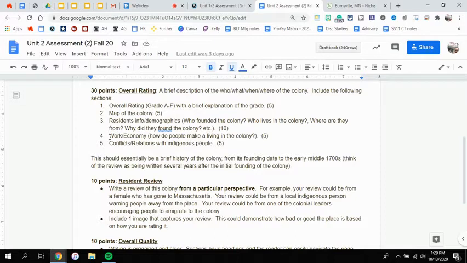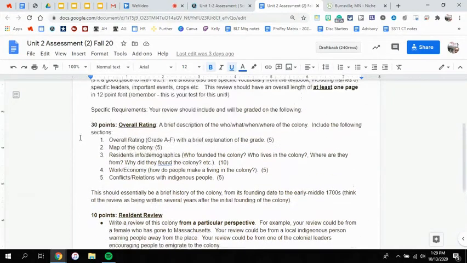How do people make money in that colony? How do they survive? What does their economy look like? What kind of work are people doing? And then last, conflicts and or relations with indigenous people. So in some cases, we studied King Philip's War. In other places, there were different kinds of interactions with indigenous people, but it could be conflicts with other groups.